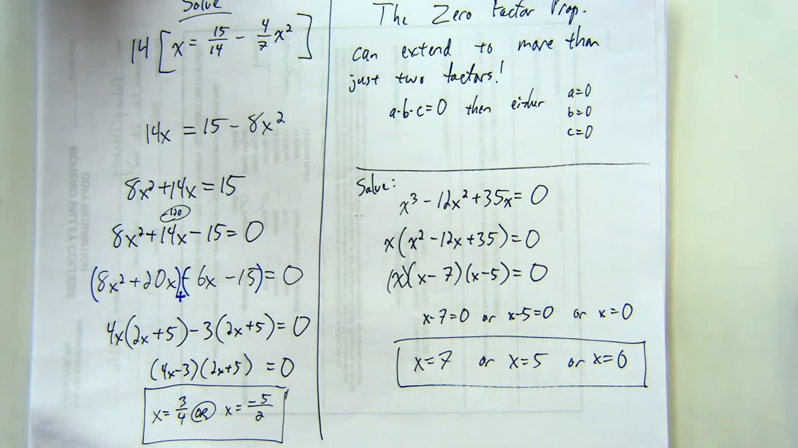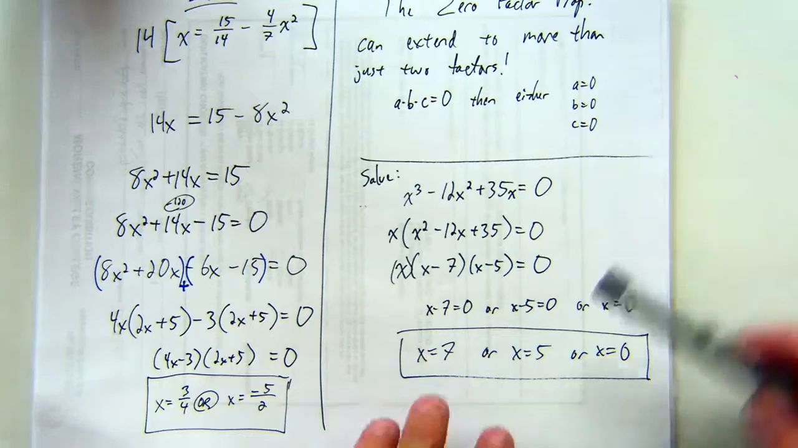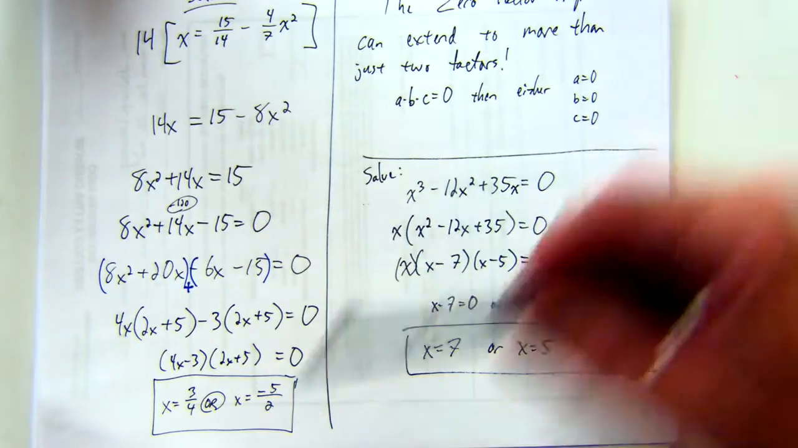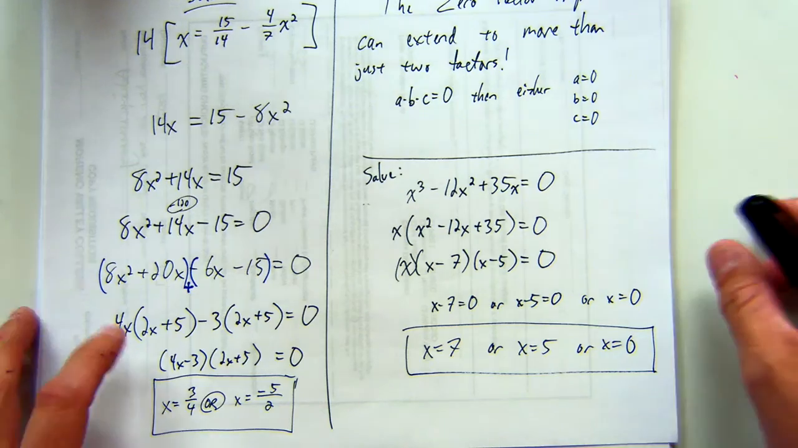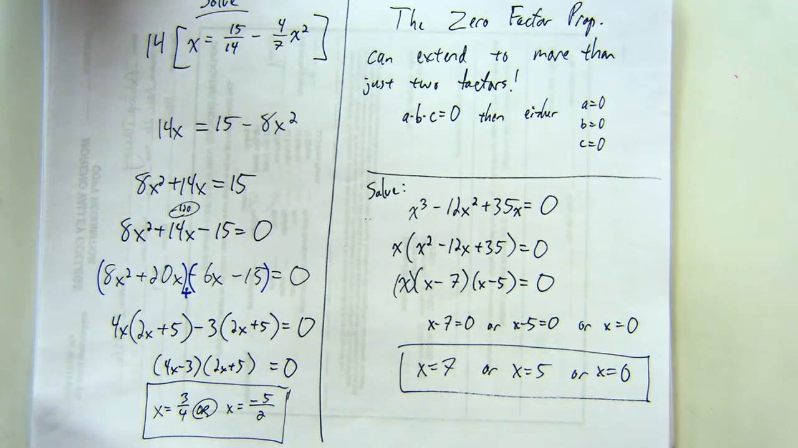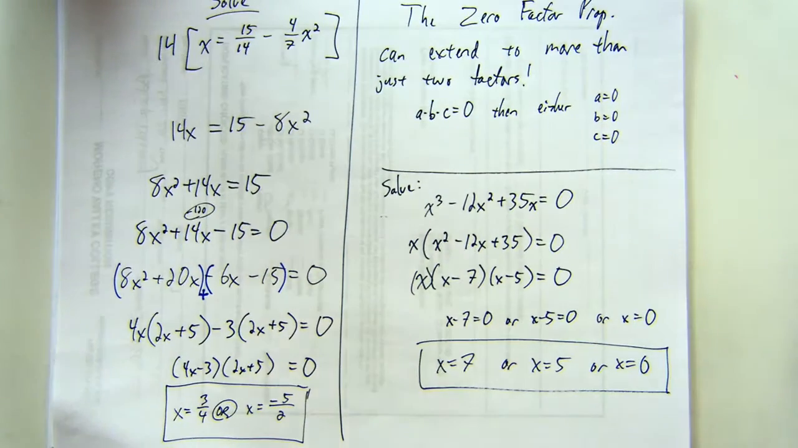Any questions? All we did was extend this zero factor property to 3 different terms. In fact, you can do it to 4, 5, 6 terms. In college algebra, you'll do that. Maybe later on when we start doing a few more things. But let me ask you something. Well, what is math about?